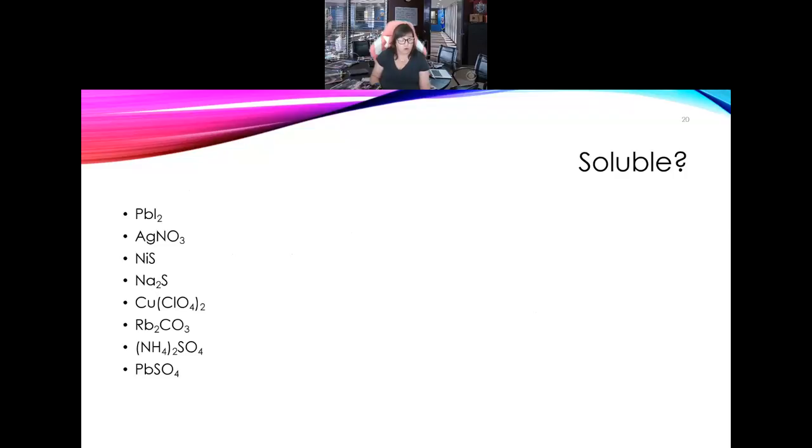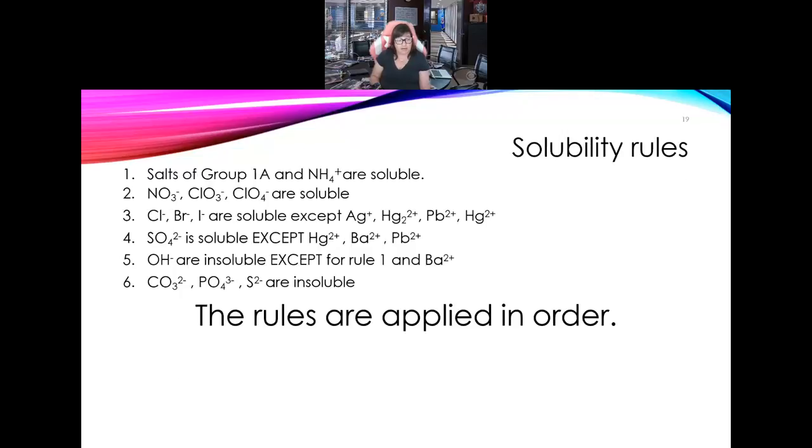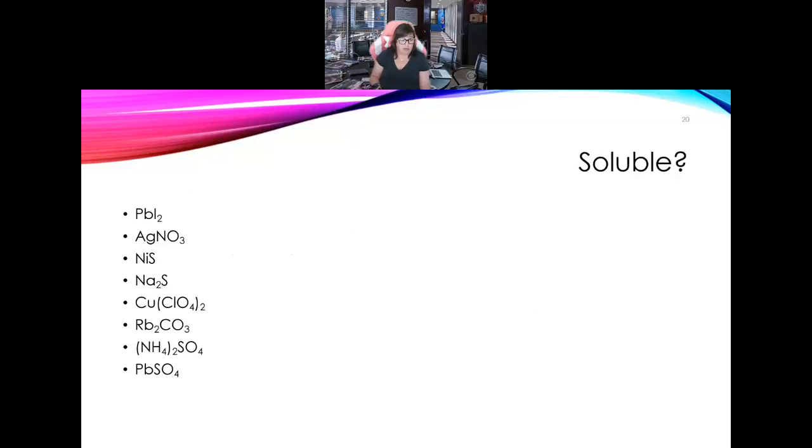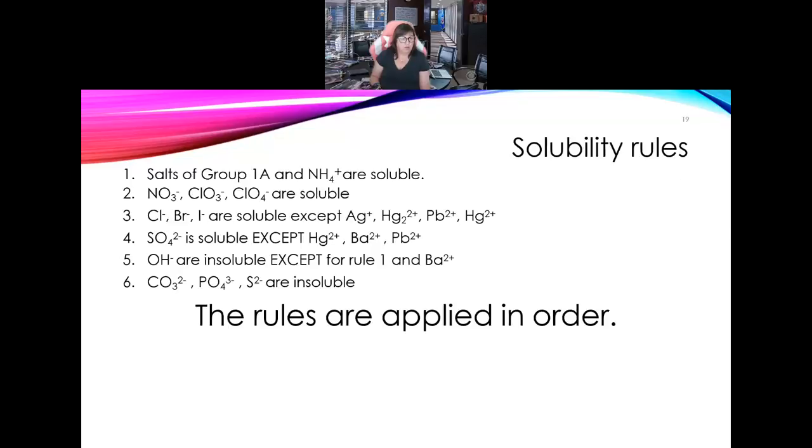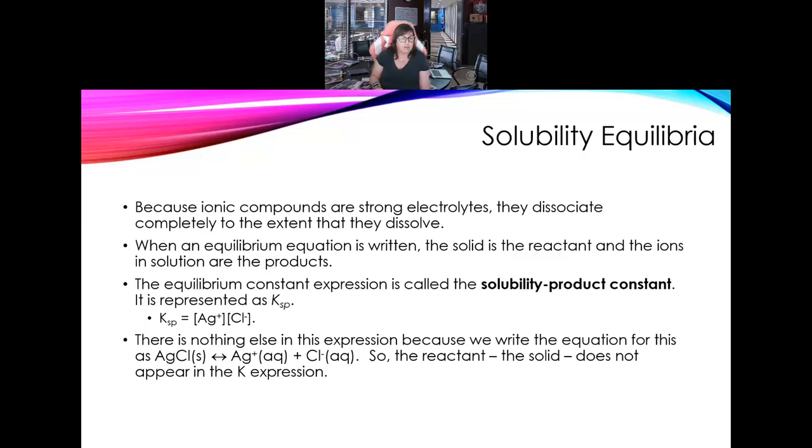Cu(ClO4)2. ClO4 minus are soluble. So Rule 2 says that that particular one is soluble. Rb2CO3, looking through my list, I don't see Rb as any of the things that are going down, so I'm looking for CO3 2 minus. Rule 6 says that those are insoluble, so it's insoluble based on Rule 6.